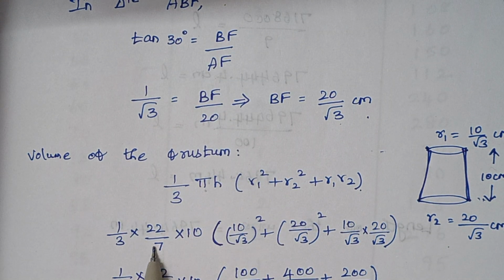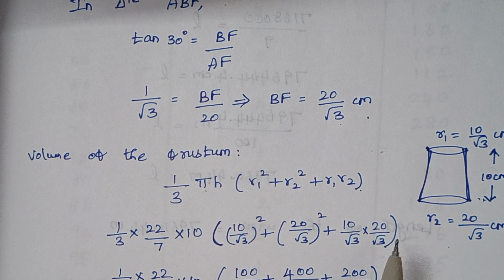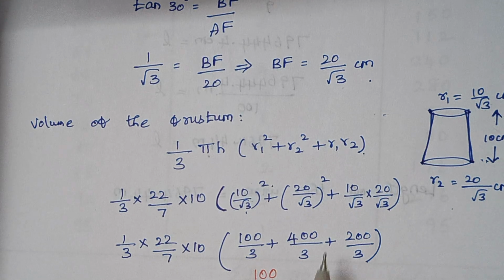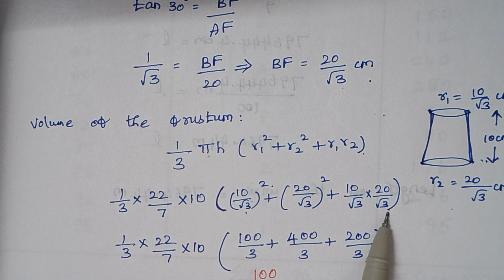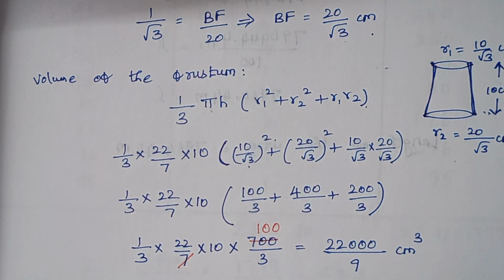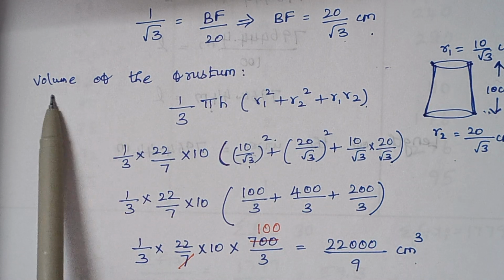Right, pi is 22 by 7, H is 10, R1 is 10 by root 3, R2 is 20 by root 3, again R1 into R2. So now 10 square becomes 100 and root 3 whole square becomes 3. Again 20 square becomes 400 and here 10 into 20 becomes 200. So root 3 into root 3 becomes 3. Again when you add and simplify, we get the answer as 22,000 by 9 centimeter cube, because again it is volume.